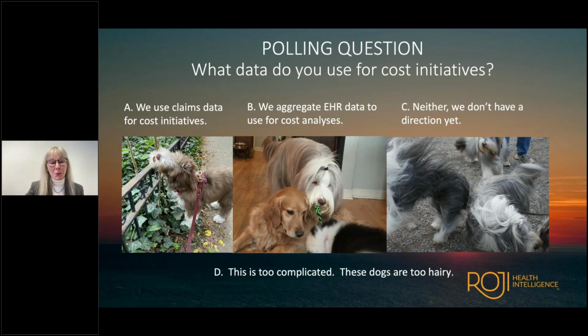Very interesting. Well, I just want to point out that on A, we use claims data for cost initiatives. You've just chosen a puppy who is attacking a stick vertically. So I don't know what that tells you about the claims initiative or my impression of using claims initiatives, but we'll get into that. That's one of the subjects for today. So I'm excited to hear it. I'm surprised to hear the low level of EHR data, but I'm not surprised that many are searching for a direction on what kind of data to use. And I guess I'm not too surprised. Nobody would want to deal with these hairy dogs.